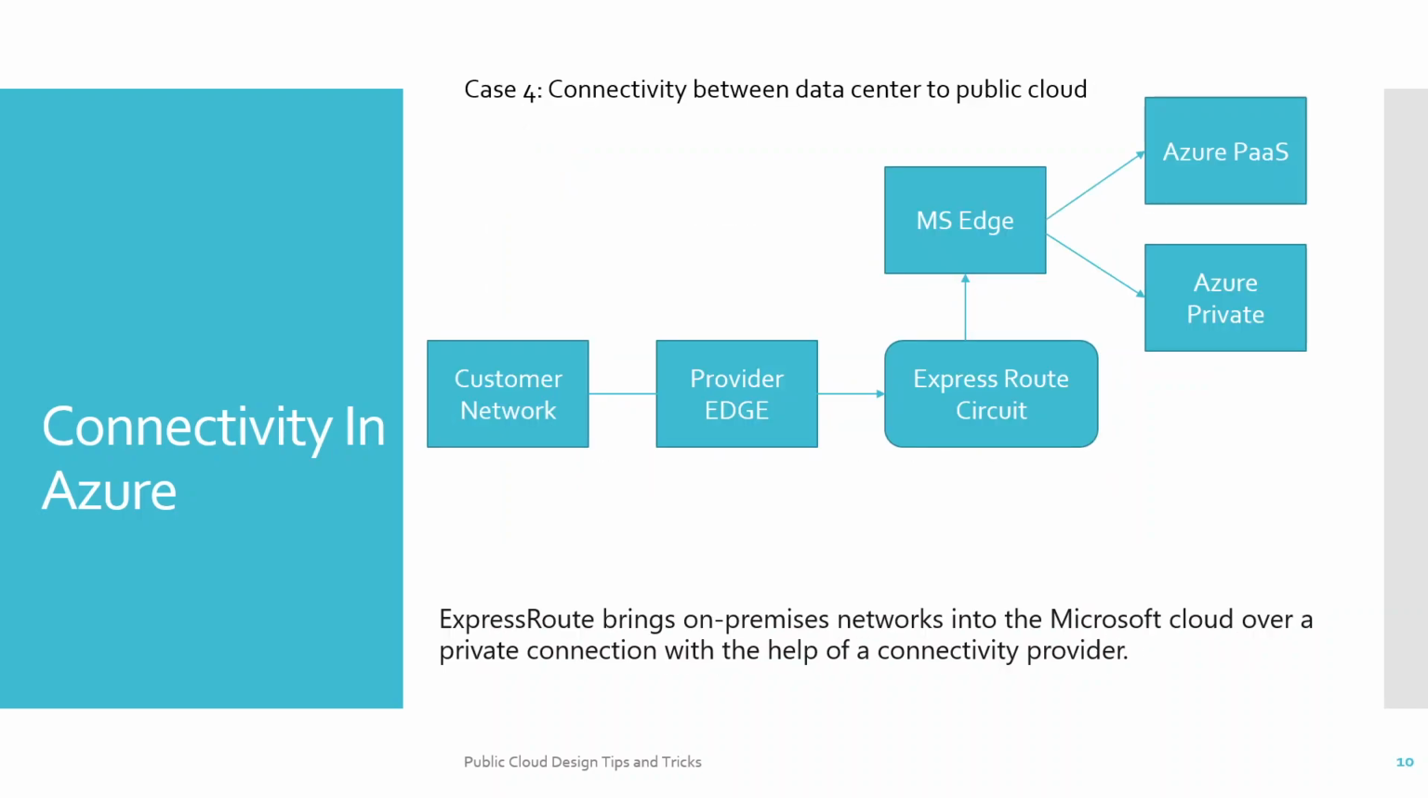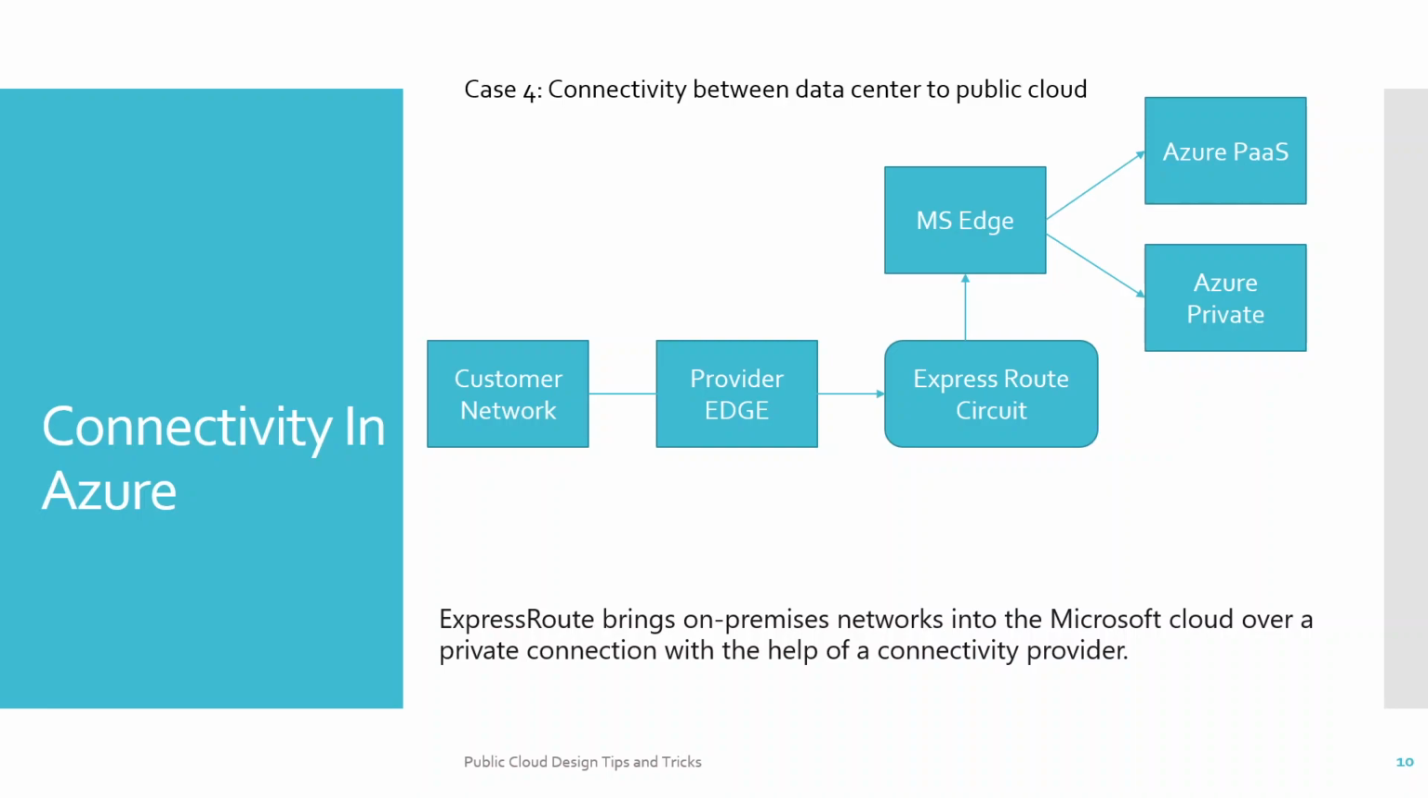Now the fourth scenario is more of a hybrid scenario, where you want to connect from your own data center to the public cloud, or you want to extend your data centers to the Microsoft Azure public cloud. So that is where this kind of pattern comes into the picture, and this pattern is achievable by using ExpressRoute, which is a service from Azure again, and that extends your private data center to the Azure public cloud.